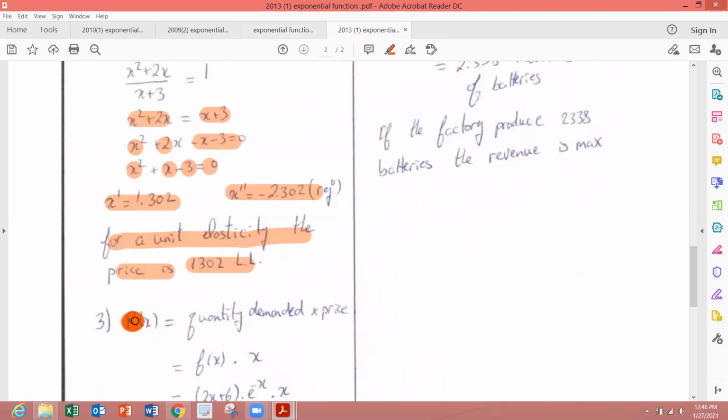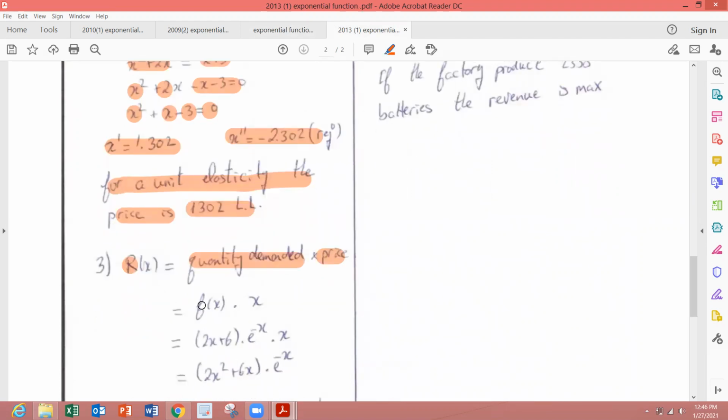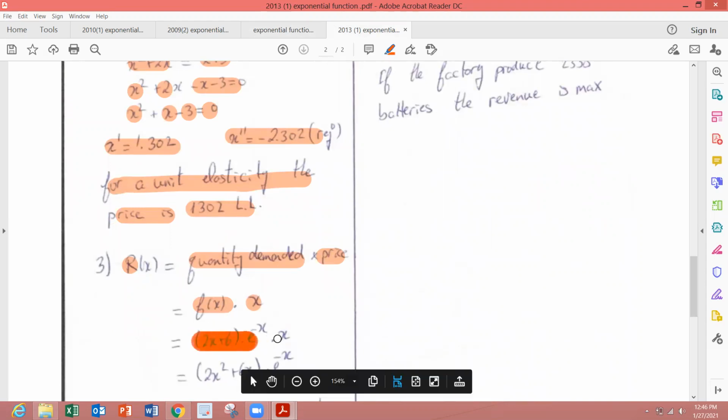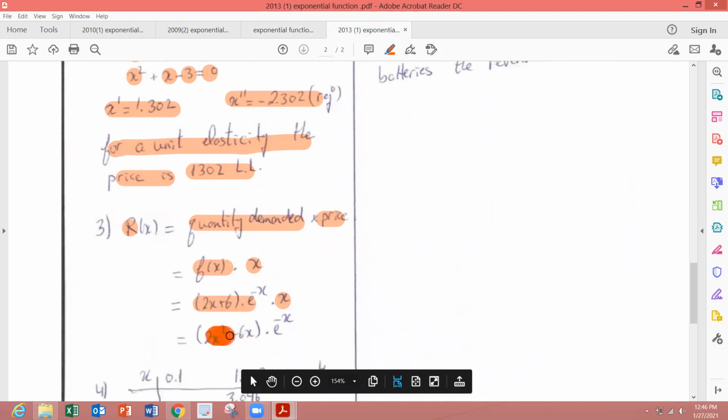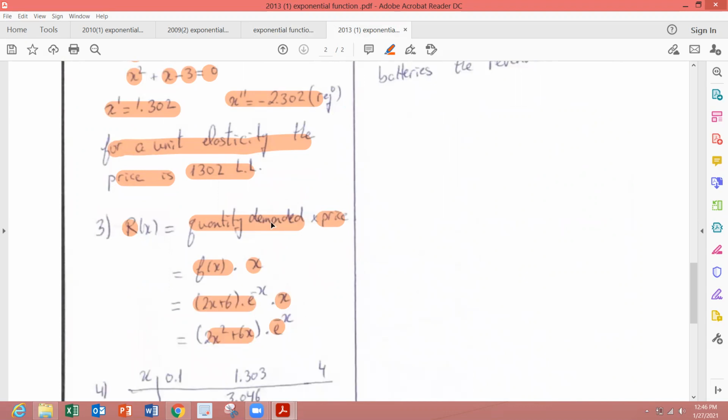Revenue equals quantity demanded times price. Quantity demanded is Fx, the price is X. This is the demand function, this is Fx times X. This X I expand, and I get 2x squared plus 6x times e to the minus x. So once again, revenue is demand times the price.